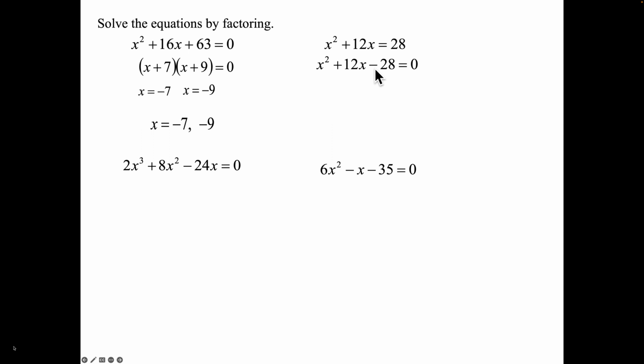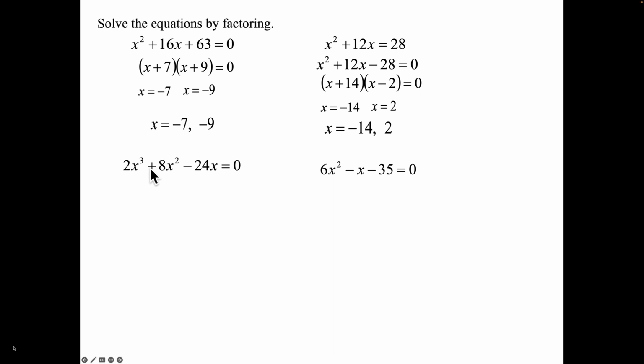Whoop, we're not equal to 0 here. Subtract over the 28. All right, we need one plus, one minus. Two numbers that multiply to be 28 and subtract to be 12. We have to have a number bigger than 12, so I'm looking at 14 and 2. x plus 14, 14 gets the bigger sign, and x minus 2. So we have x equals negative 14 and a positive 2.